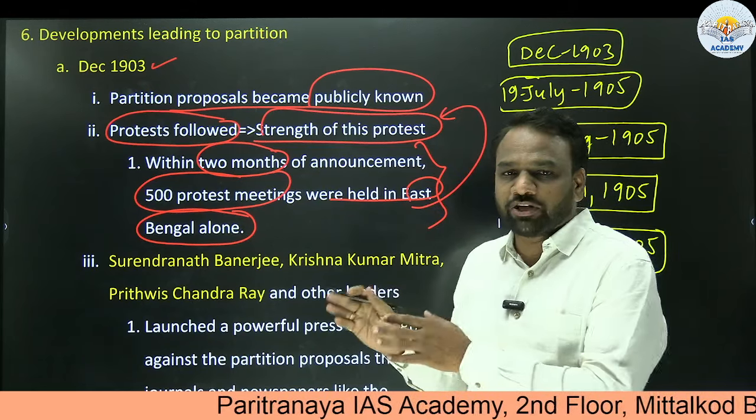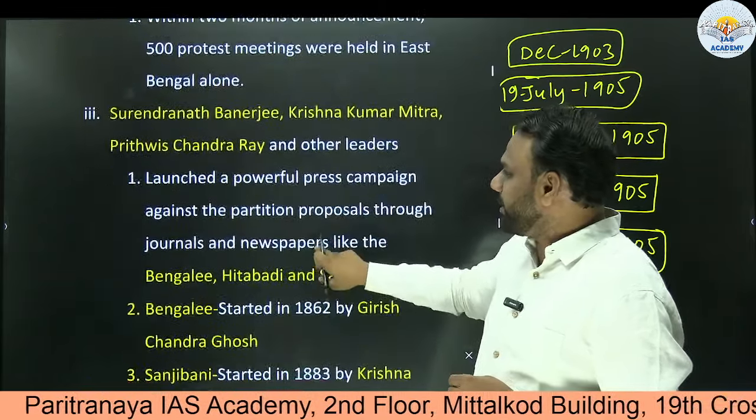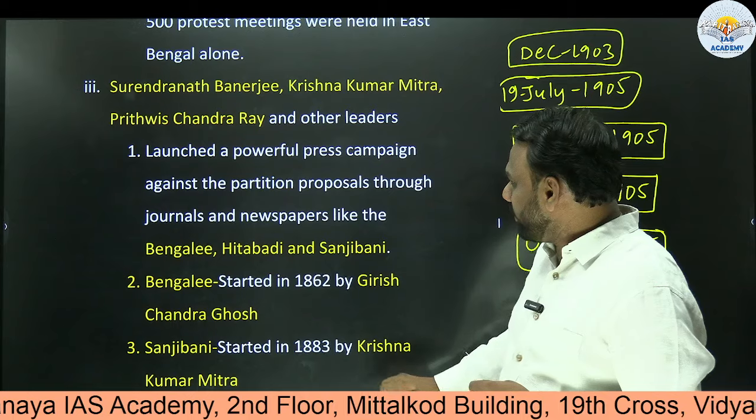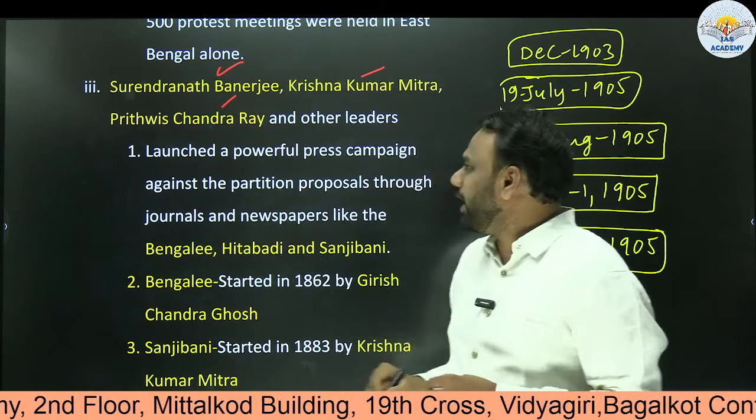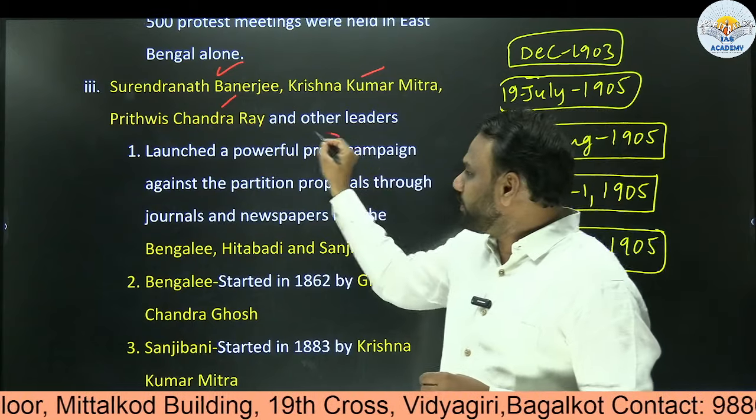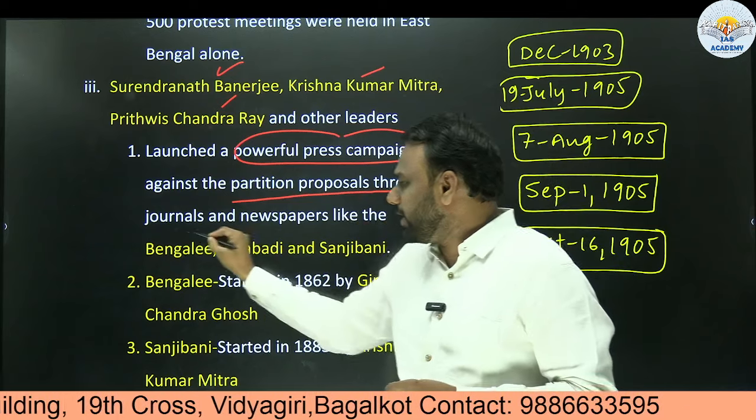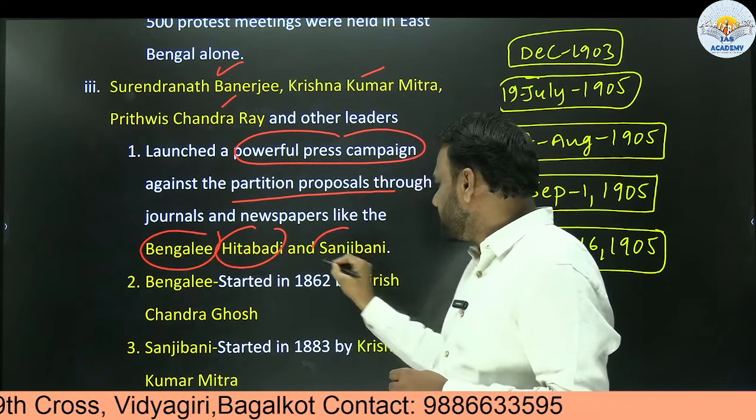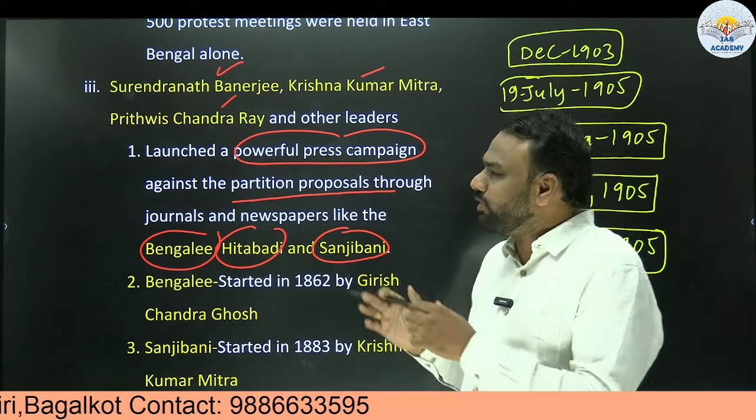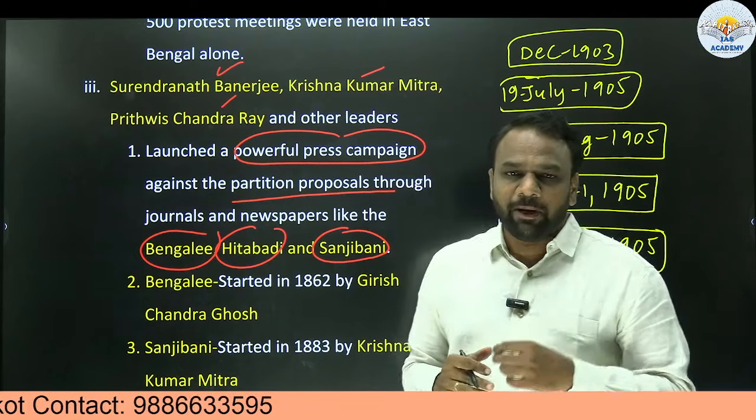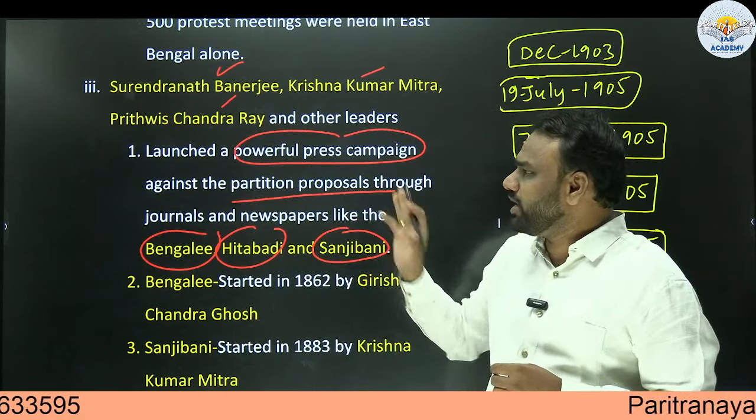That is the anti-partition movement. In this context, a few other personalities appear: Surendranath Banerjee, Krishna Kumar Mitra, Prithvish Chandra Rai, and other leaders. They launched a powerful press campaign against the partition proposals through journals and newspapers like Bengali, Hitabadi, and Sanjeevani. From an exam point of view, they may ask who among the following were part of the Swadeshi movement or anti-partition movement. So we should know Surendranath Banerjee, Krishna Kumar Mitra, and Prithvish Chandra Rai.